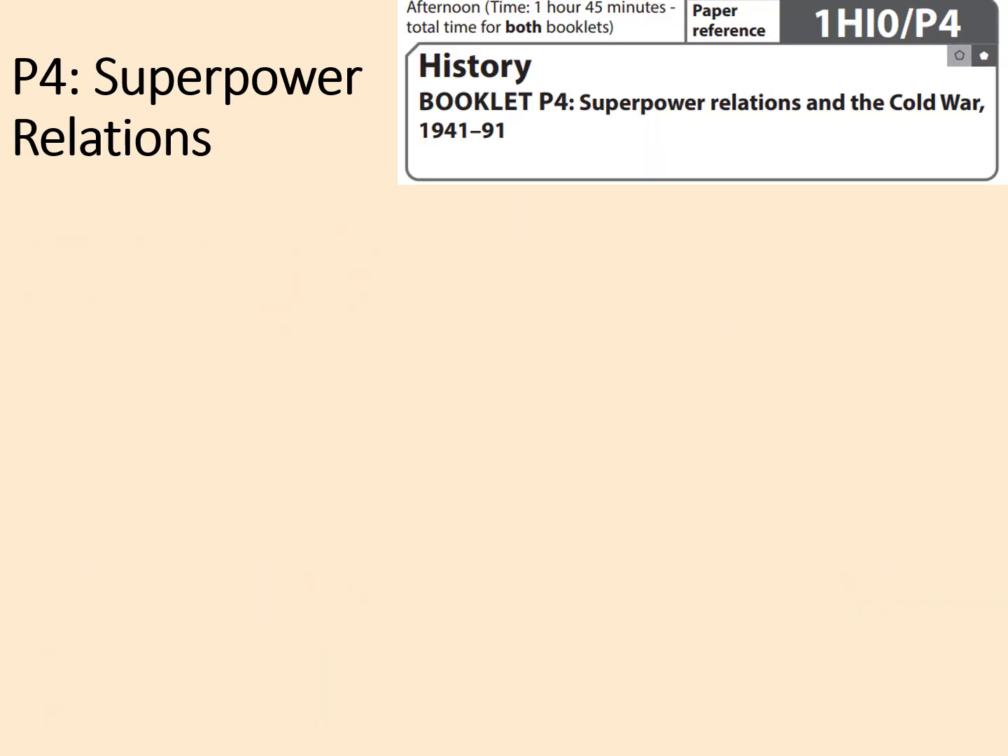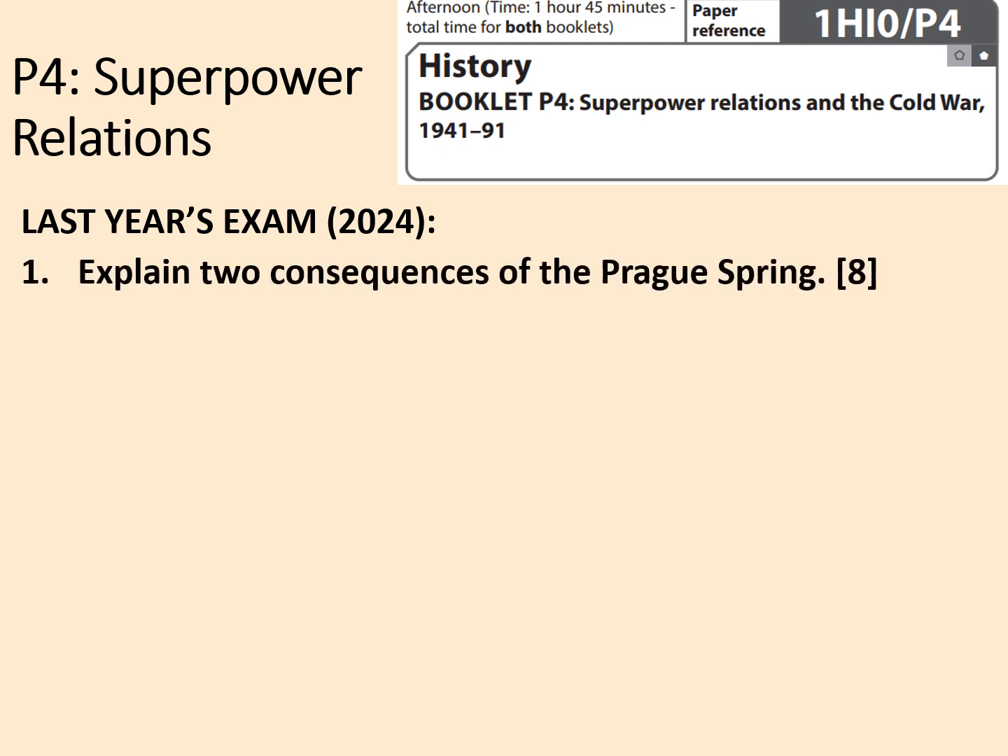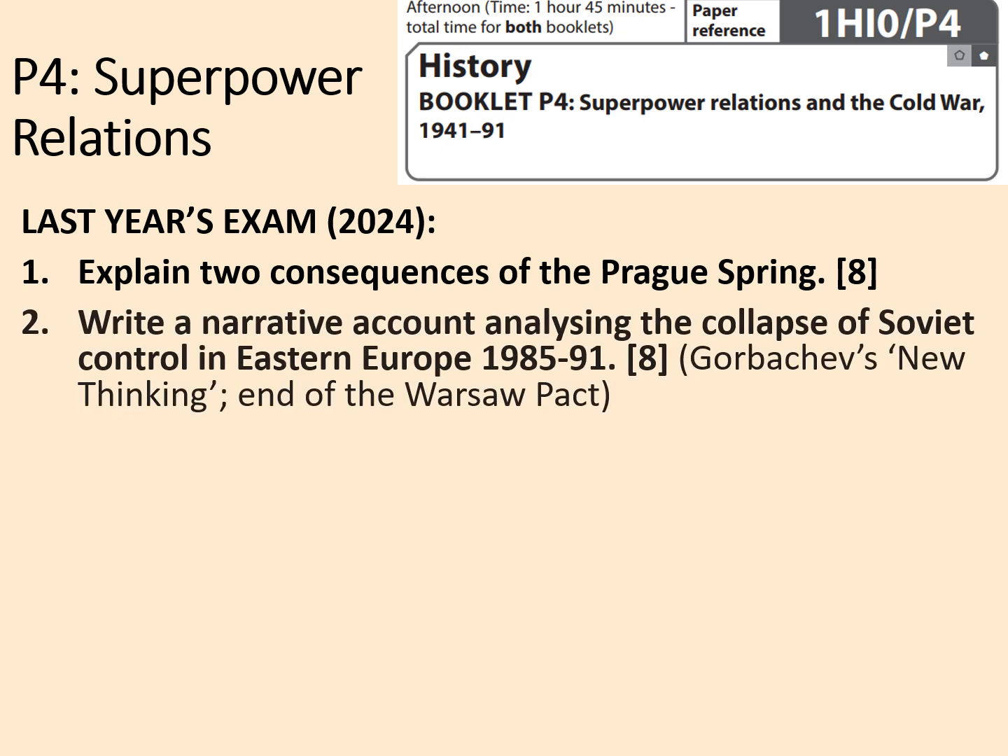The Cold War topic is an increasingly popular one. So what did last year's exam look like? Question number 1 was explain 2 consequences of the Prague Spring for 8 marks. Remember that question is being split into 2 different 4-mark questions this year. Question 2, write a narrative account analysing the collapse of the Soviet control in Eastern Europe between 1985 and 1991. That was for 8 marks. The stimulus points were Gorbachev's new thinking and the end of the Warsaw Pact.